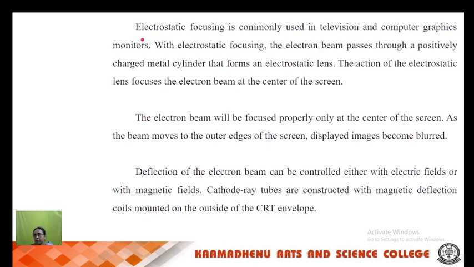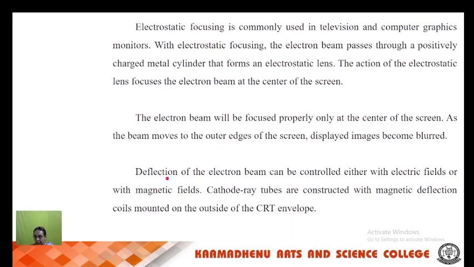Electrostatic focusing is commonly used in television and computer graphics monitors. With electrostatic focusing, the electron beam passes through a positively charged metal cylinder that forms an electrostatic lens. The action of the electrostatic lens focuses the electron beam at the center of the screen. The electron beam will be focused properly only at the center of the screen. As the beam moves to the outer edge of the screen, the displayed images become blurred.